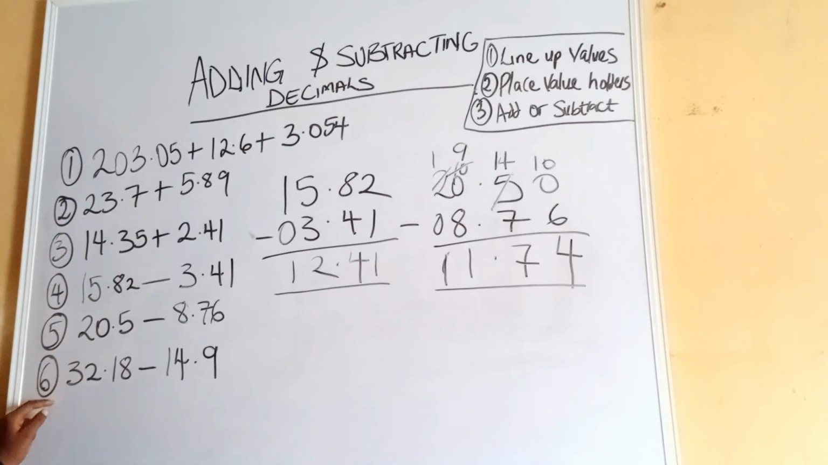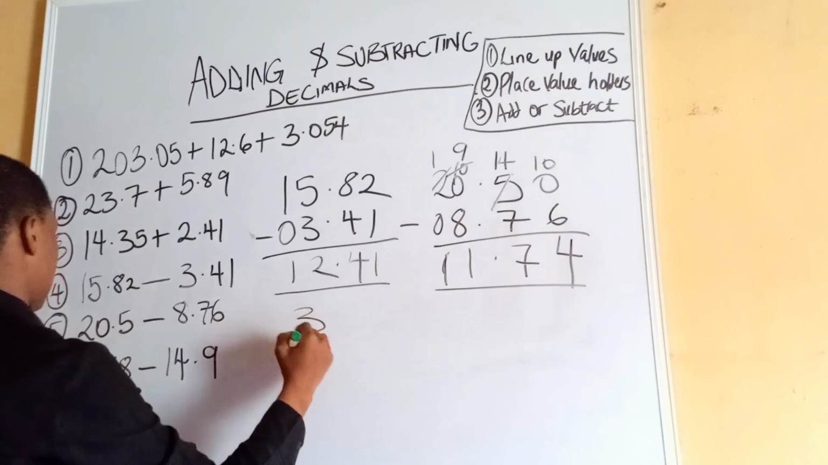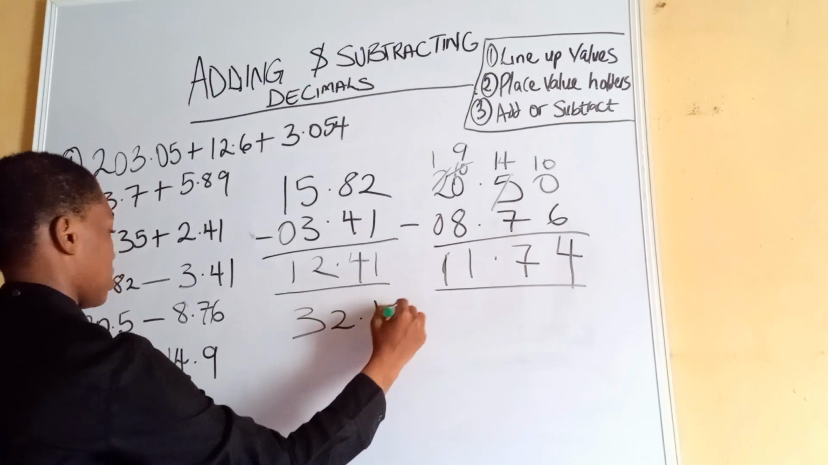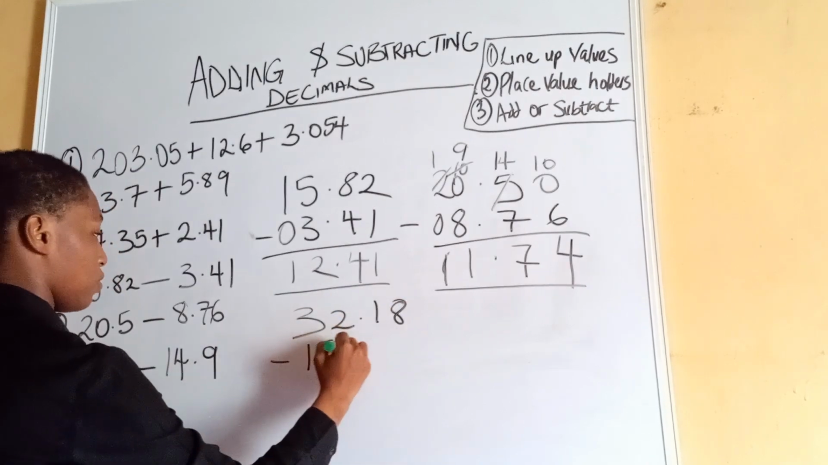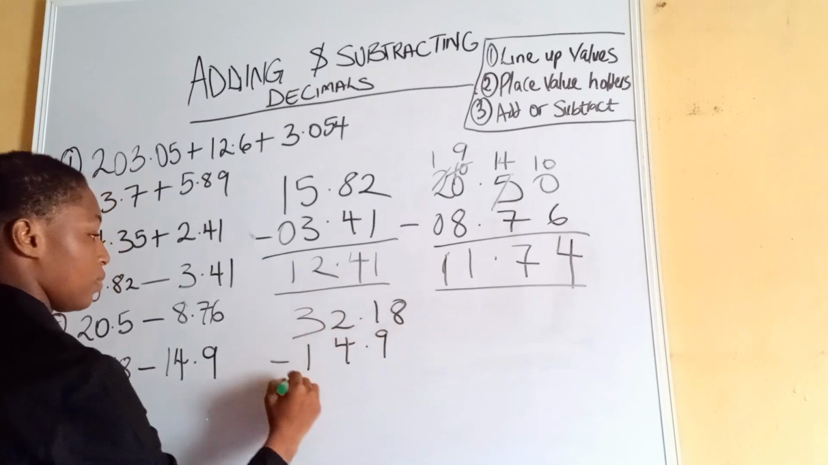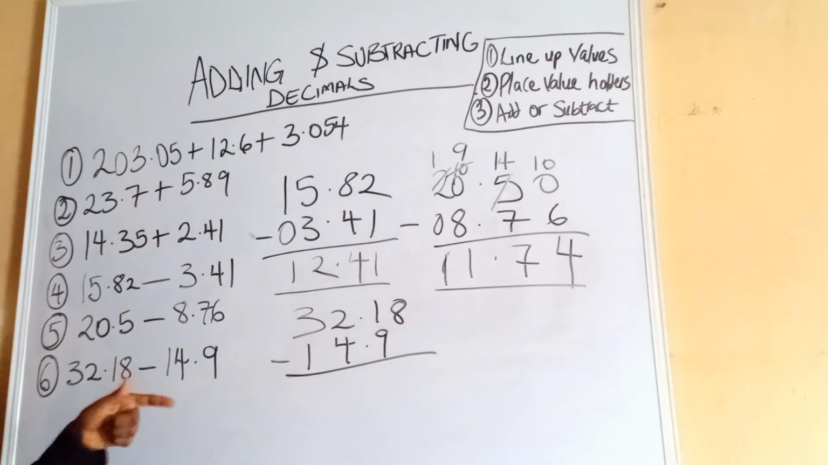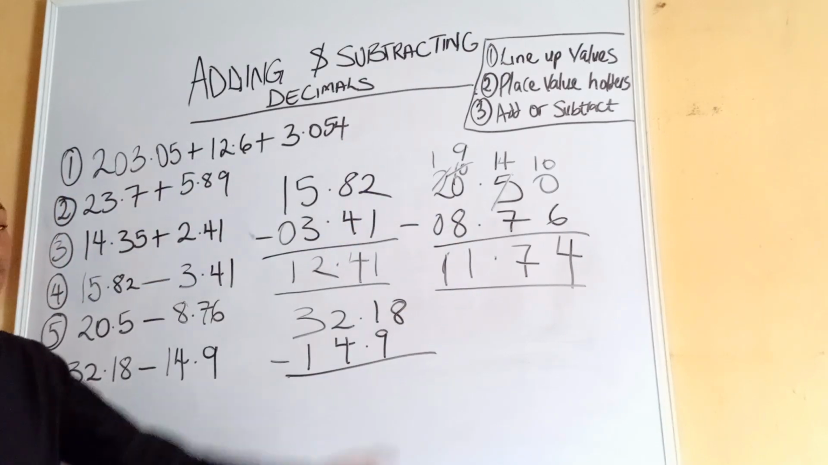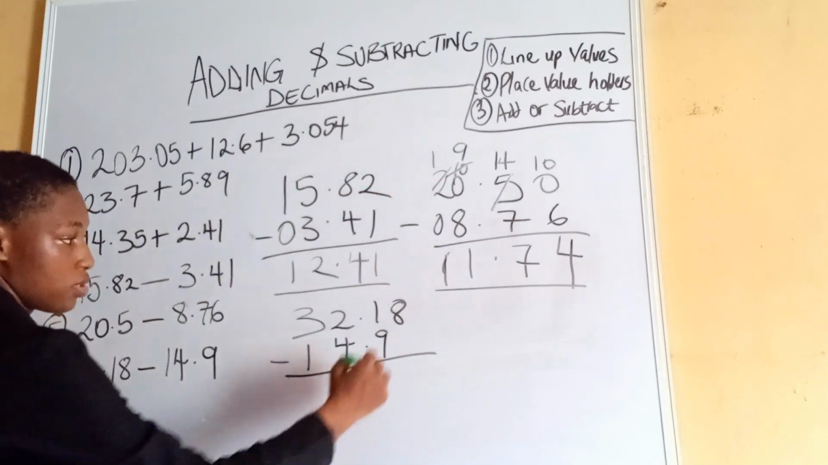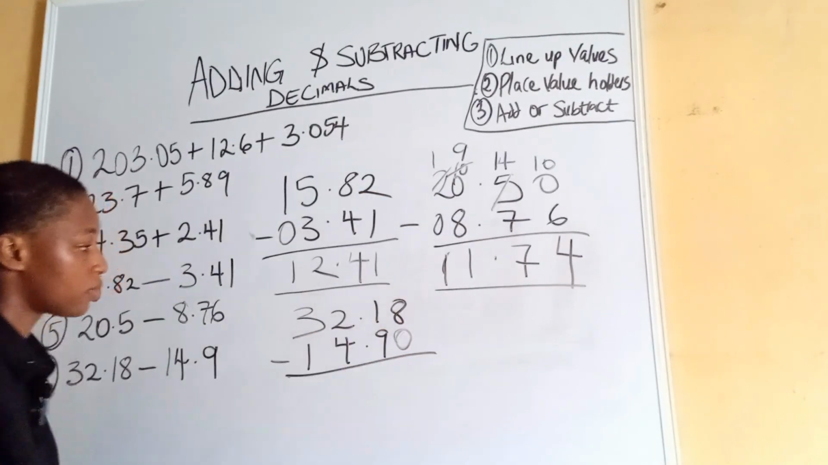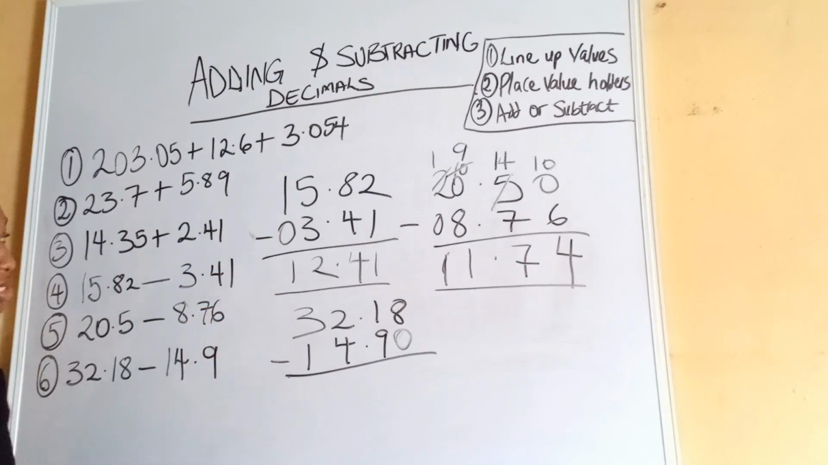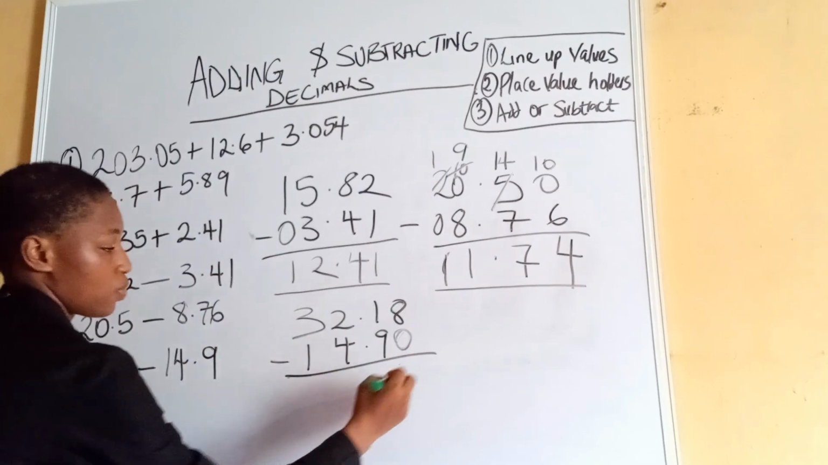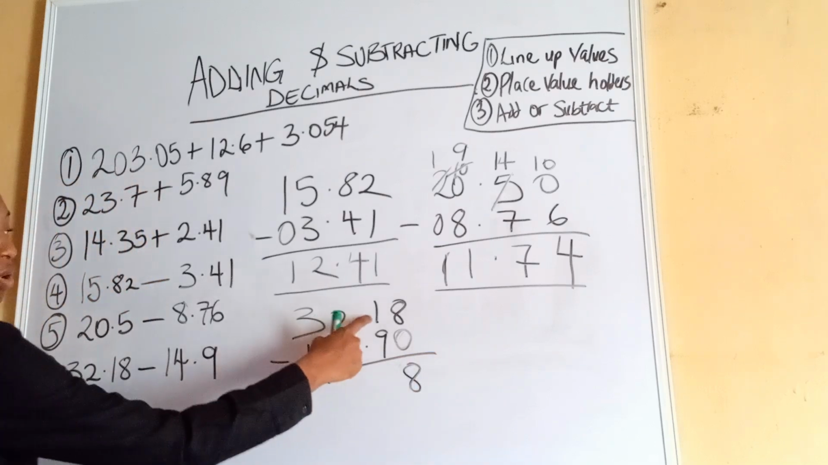Now, this is the last question. The last question here is 32.18 minus 14.9. So the best thing we are going to do is to line up our values. I've done so. Then you add your place value orders. This will be 0 over here. Now we subtract. So this is 8 minus 0. That's what? 8. And we have 1 minus 9.